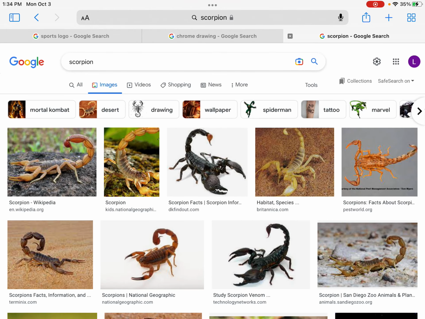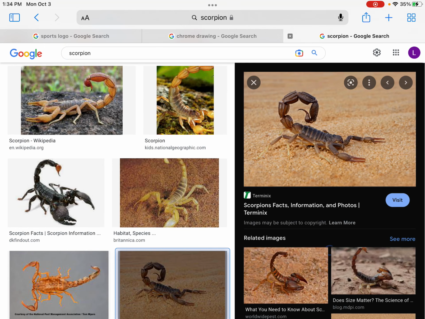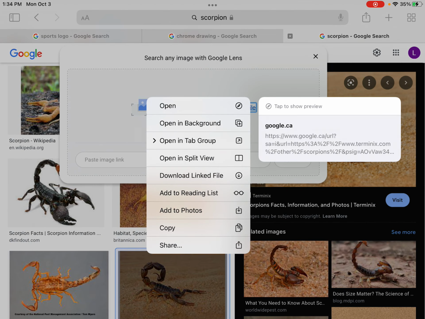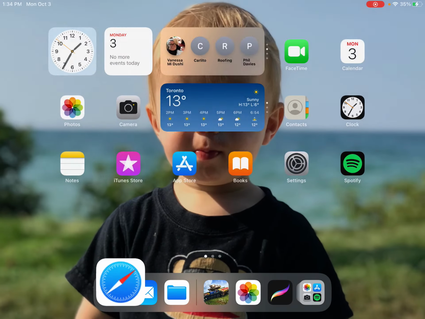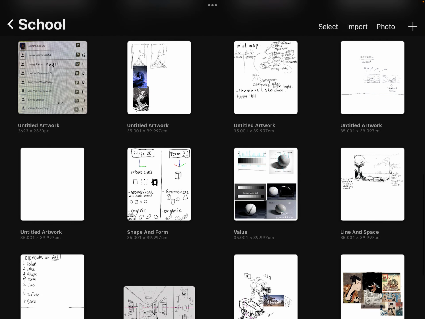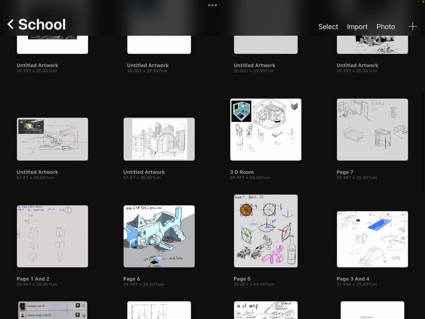Scorpion images, scorpions, right? Okay. I don't like scorpions. I don't like them. They're not my favorite type of insect in the world. They're super annoying. Add to photos, right? Okay. So what does this mean for us? Well, this means for us the following thing.